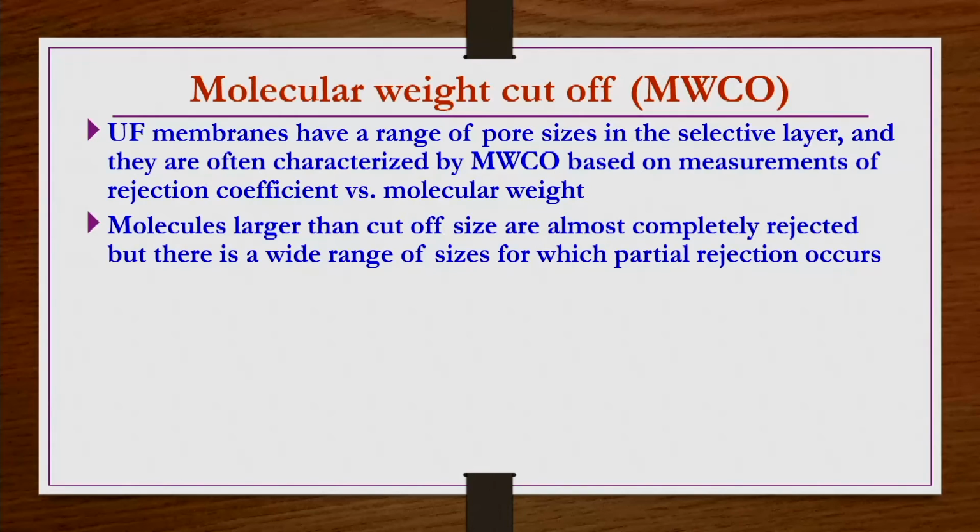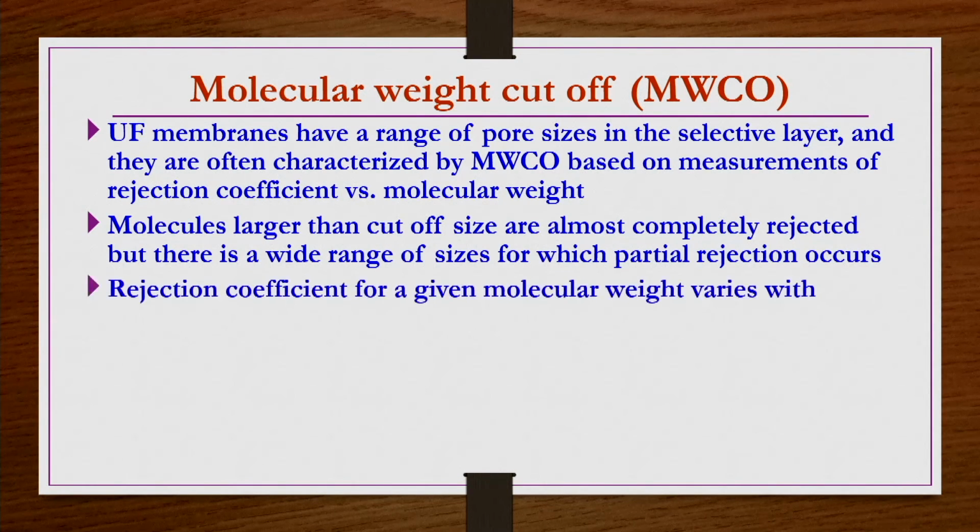So that will give a kind of a priori information about the membrane characteristics, so that one can decide what kind of application this prepared membrane could be suitable for. Okay. So molecules larger than the cutoff size will obviously be almost completely rejected, but there is a wide range of sizes for which partial rejection also occurs in general.